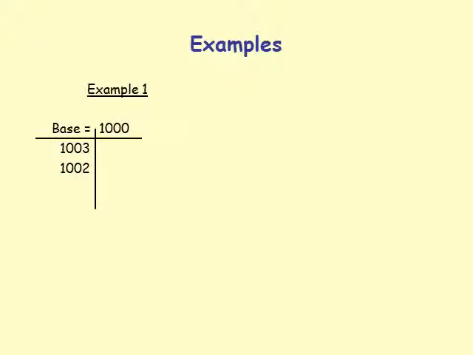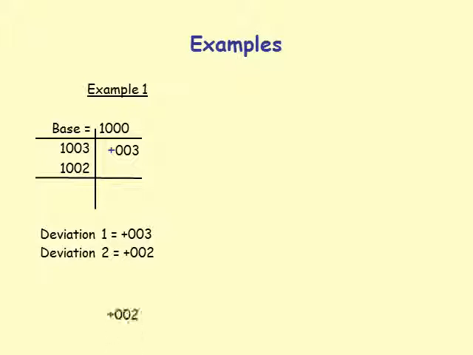Now we are going to compute the deviations. Deviation 1 is plus 003. 1003 minus 1000 is 003 and is positive, so we use positive, and there are 3 zeros in the base, so we try to use 3 digits in the deviation. That gives me a hint that I do need 3 digits in the right part. Deviation 2 is 002. Now let's look at the left part.